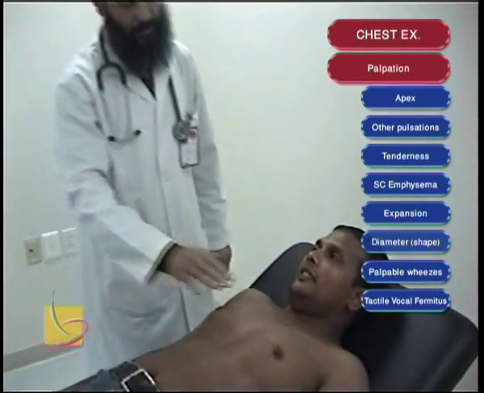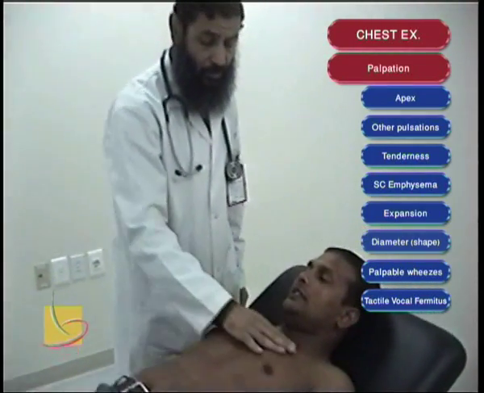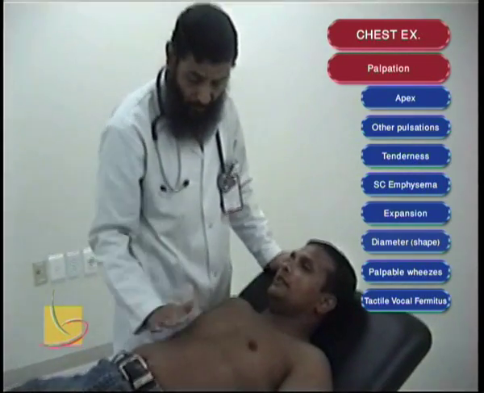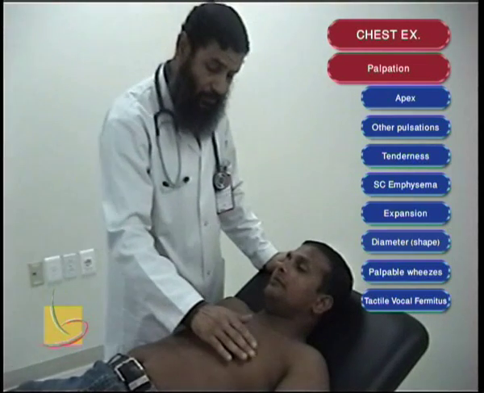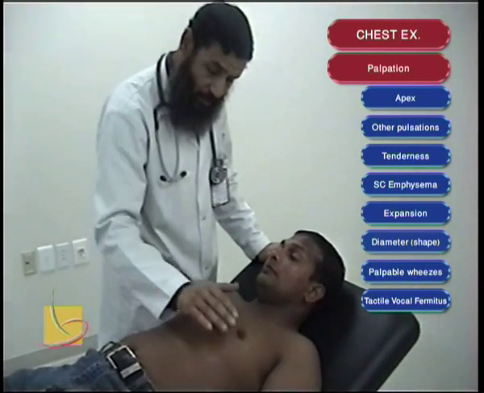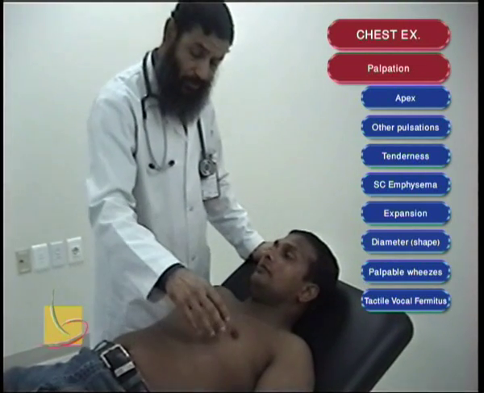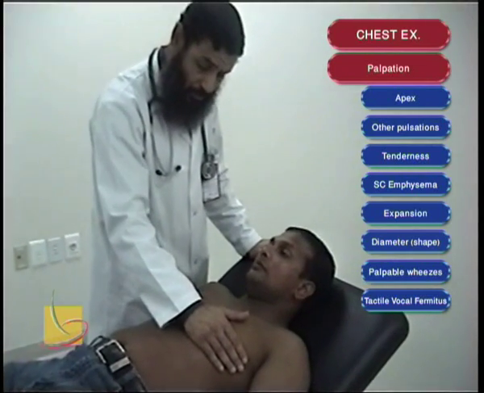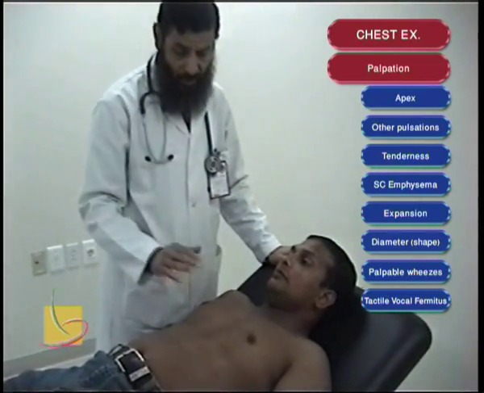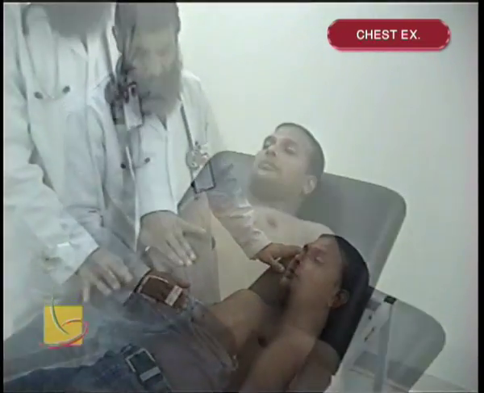And then you get the feeling or the vibration of the sound underneath your hand. Normally it should be equal, right and left. Sometimes maybe a little reduced on the area which is above the heart, the precordium. This is because the heart is underneath your hand. But generally speaking, the tactile vocal fremitus should be equal on both sides.